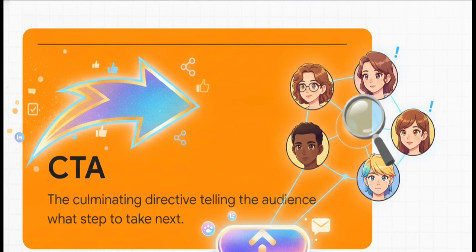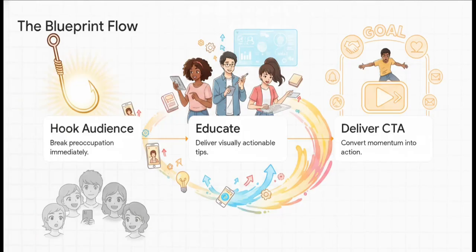They've received immense value. The absolute worst thing you could do right now is just let the presentation fade to black. You have got to give them a clear, decisive next step. And this brings the entire methodology together into one beautifully cohesive flow. Step 1, hook the audience. Break their preoccupation. Step 2, educate them visually and actionably. This is where your examples, screen recordings, and beginner-friendly tips live. And Step 3, deliver that CTA.